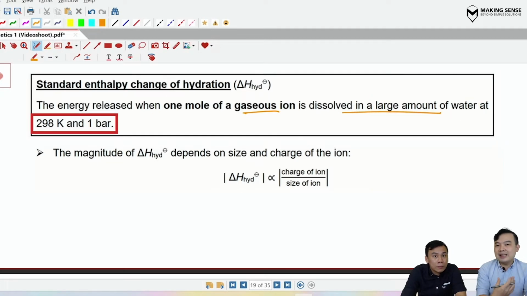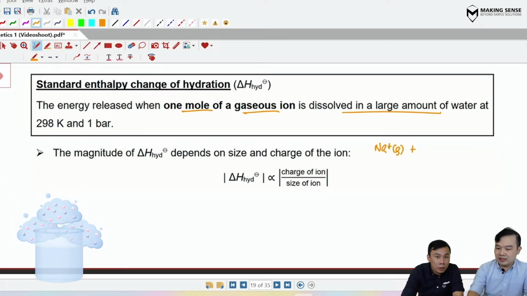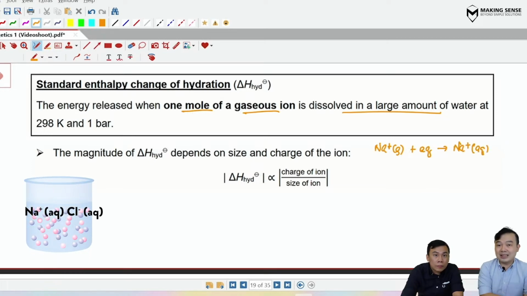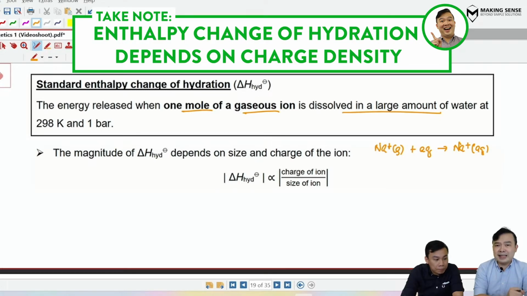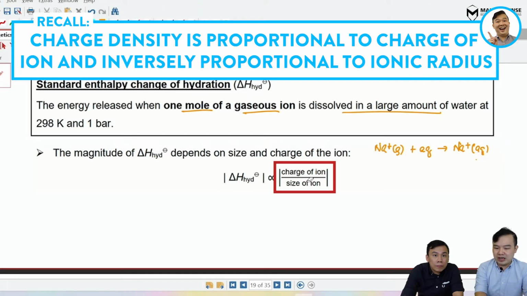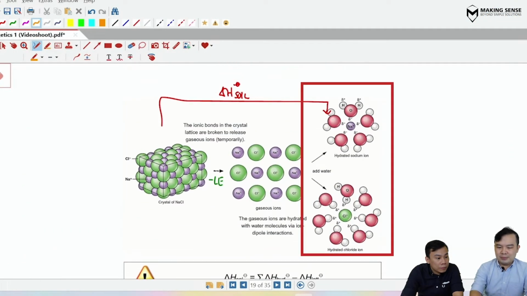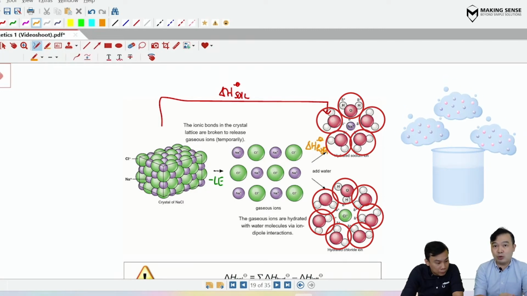Now I'm going to use Na+ as an example. By definition, we are going to dissolve one mole of sodium ions, and of course, since you say throw in water, you must put aq. You're going to end up with the hydrated version, which we call the aqueous ions. Hydration is dependent on the charge density of the ion, and we learned from chemical bonding that it depends on this very important formula, which is charge over size, right? Now, coming back to the diagram, these two would simply be the hydration of the respective ions. The sodium gets its own hydration, and the chloride gets its own hydration as well.